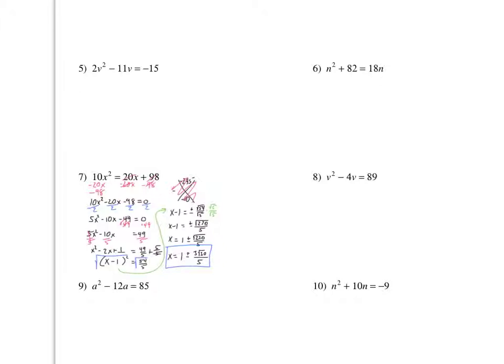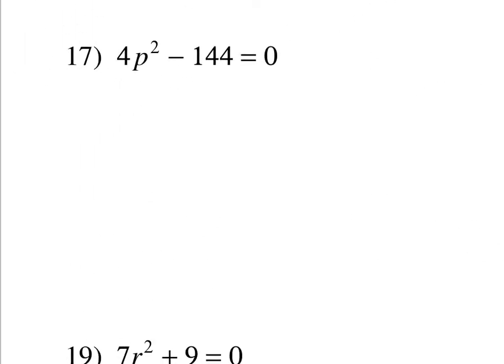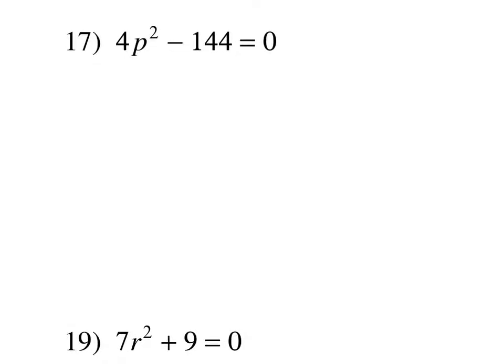17. All right, cool. Now, looking at 17, what method do you think we're going to use to solve this guy? Square roots. Because there's no linear term. Remember, the linear term is where it's just p, right? We have a quadratic term, which is p squared, but we don't have a linear term. So, we can solve by taking square roots.